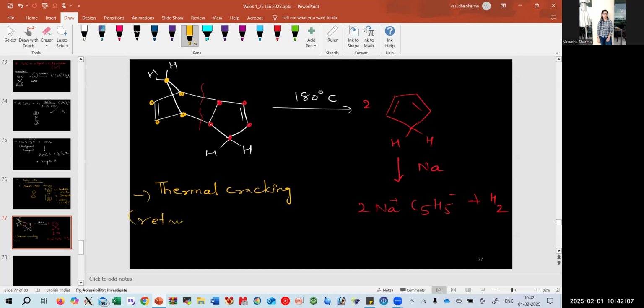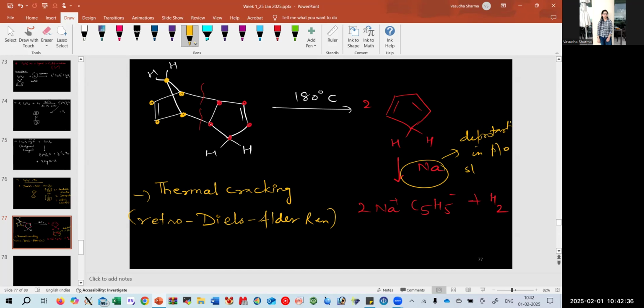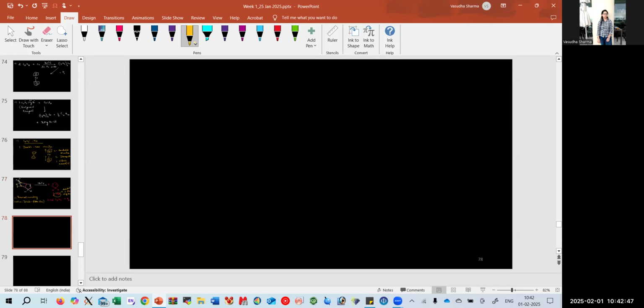So it is actually a retro Diels-Alder reaction, where we know we have a 2 plus 2, 2 plus 4 Diels-Alder reaction. It's a retro. Here we are breaking. There is what we make a cyclic group. So here the deprotonation happens in presence of strong bases. And NaCp is the most common reagent that we use for making the transition metal complexes with the C5H5.